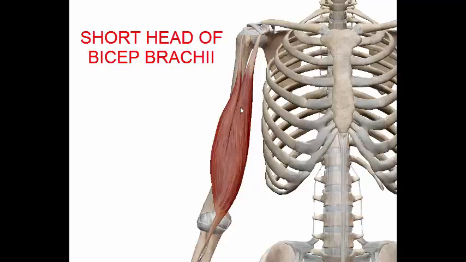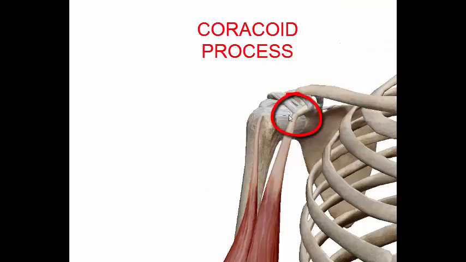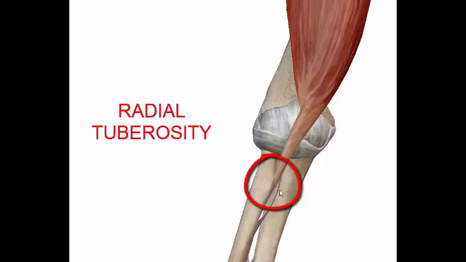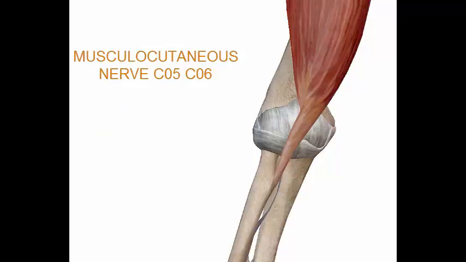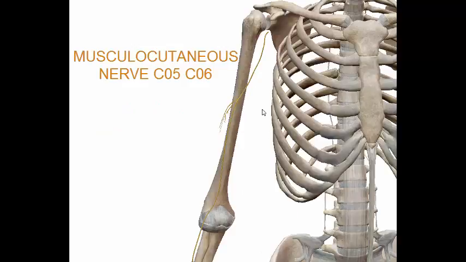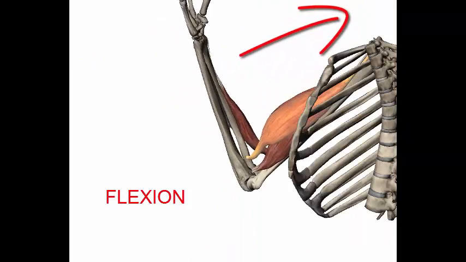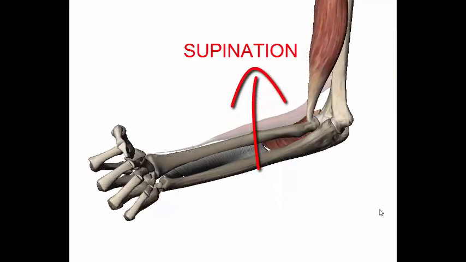The short head of the biceps brachii starts from the coracoid process of the scapula and inserts into the radial tuberosity. The nerve innervation is the musculocutaneous nerve from C5 and C6. The action is that it flexes and supinates the elbow.